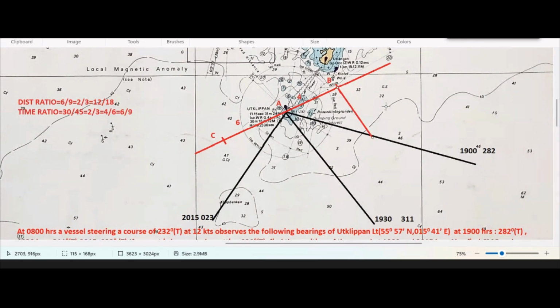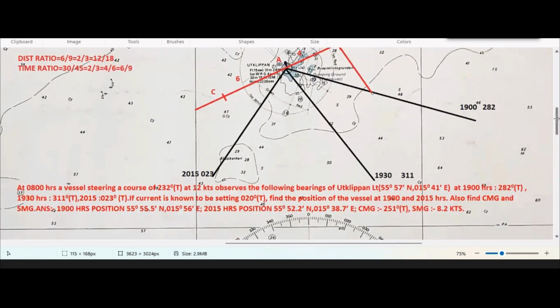Distance ratio: what is the time interval between the first and second bearing? Half an hour, no? In half an hour, the engine speed is 12 knots given. So how much distance is covered in half an hour? 6 miles, so I have written 6. And the second time interval is 45 minutes. Engine speed 12 knots. In 45 minutes, the vessel will travel 9 miles. So 6 by 9 is the distance ratio.